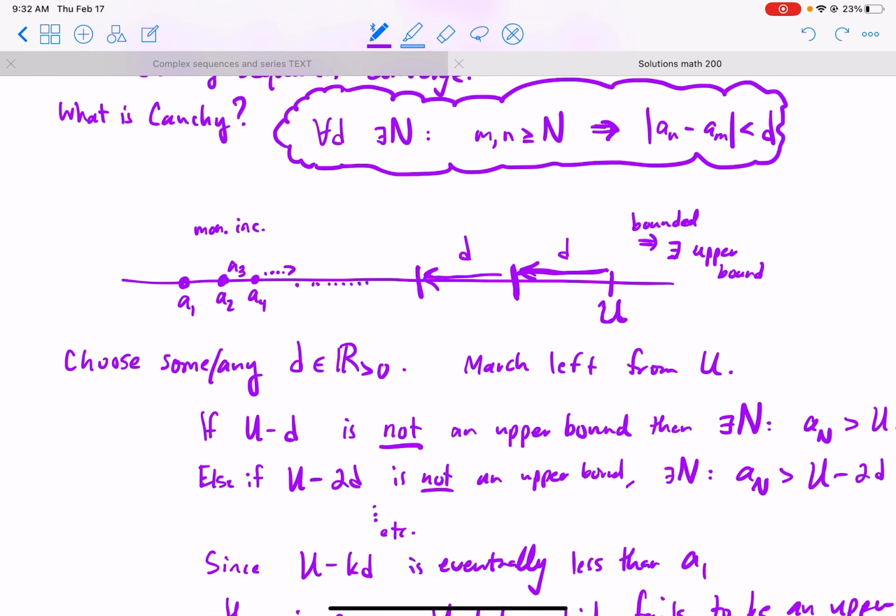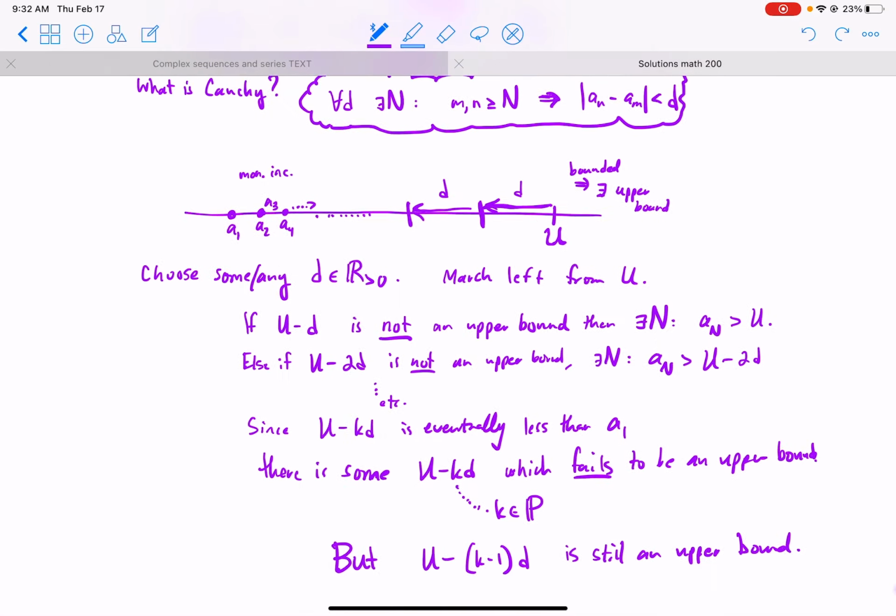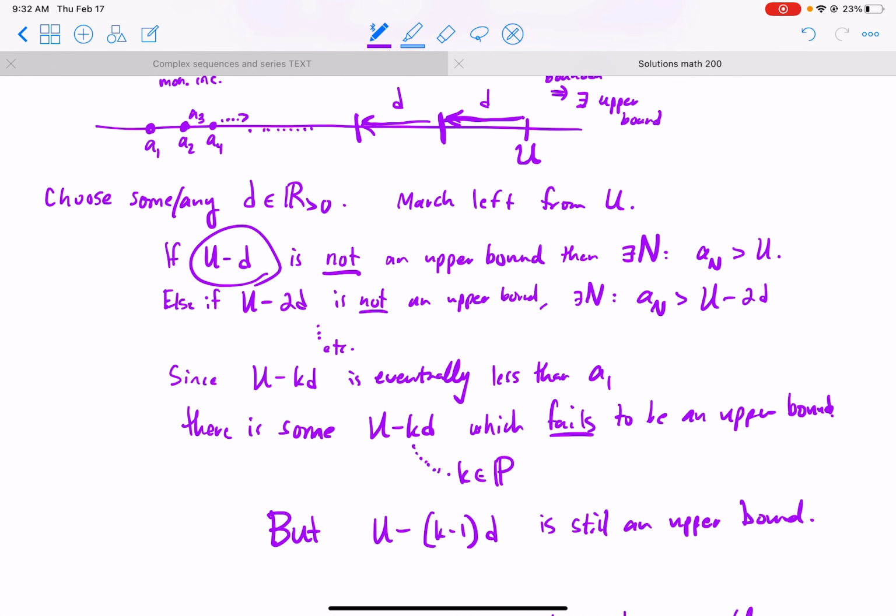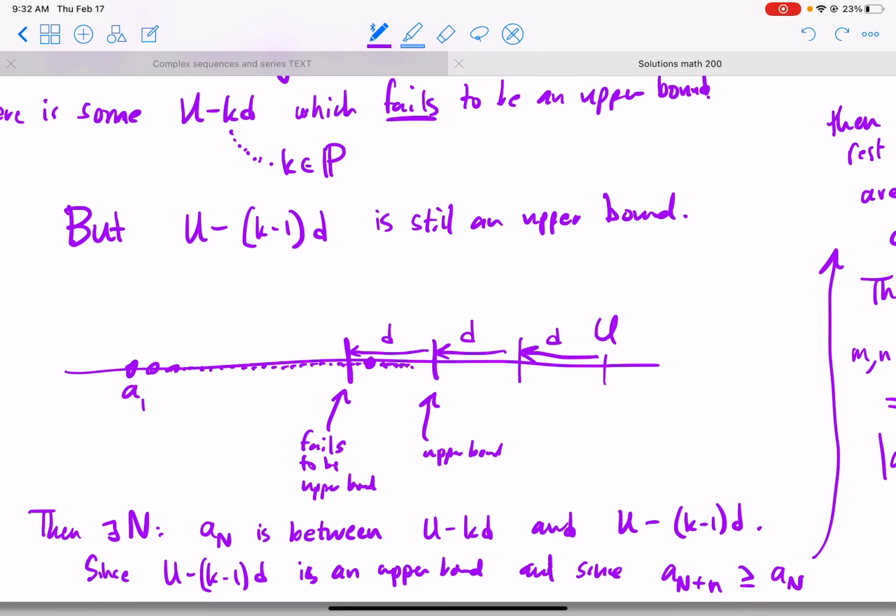So we needed to pick some random d, so any d. We did it here. And we started marching left from the upper bound that we know exists. If u minus 1d, u minus 2d, eventually there's something that is not an upper bound, but the previous one is an upper bound. And that means that everything will be trapped inside this little interval of step length d.